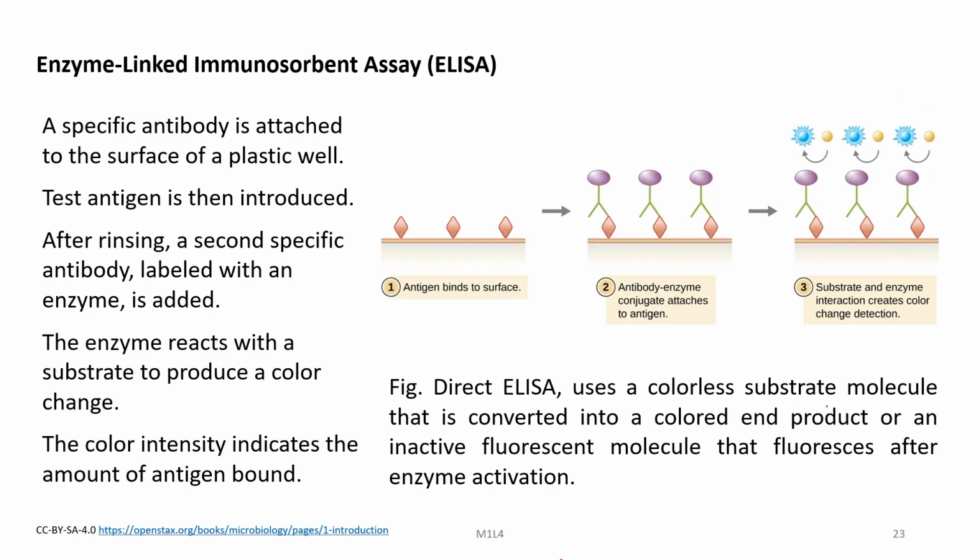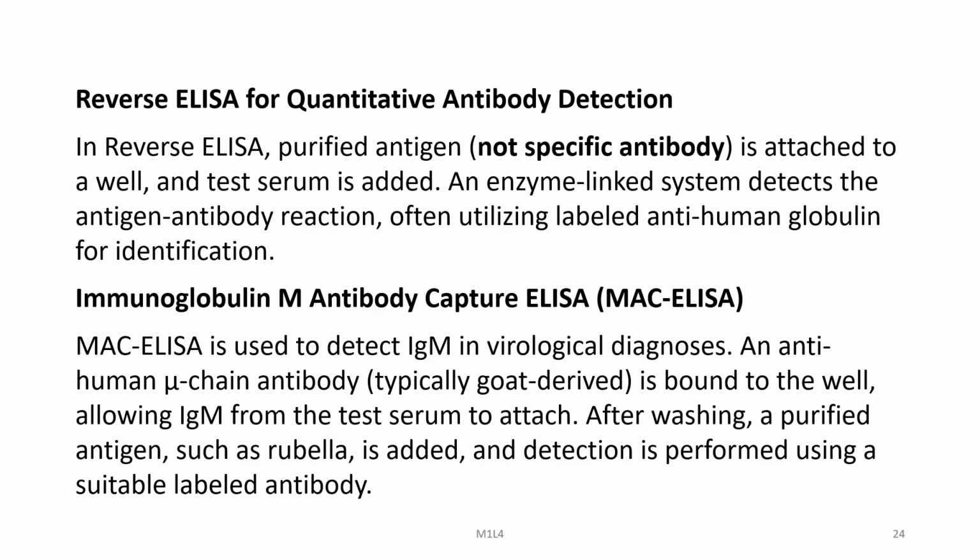This uses a colorless substrate molecule that is converted into a colored end product, or an inactive fluorescent molecule that fluoresces after the enzyme activation. In reverse ELISA, purified antigen, not specific antibody, is attached to a well and test serum is added. An enzyme linked system detects the antigen antibody reaction, often utilizing labeled anti-human globulin for identification.